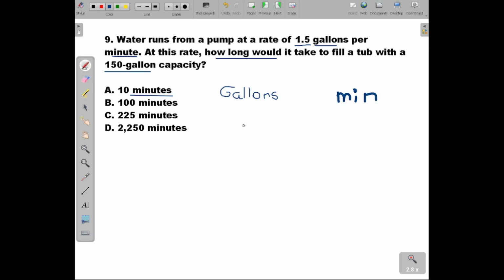So we know that 1.5 gallons is being pumped per 1 minute. The water runs from a pump at a rate of 1.5 gallons per minute. Then, how long would it take to fill this tub of 150 gallons? We don't know how many minutes it will take.